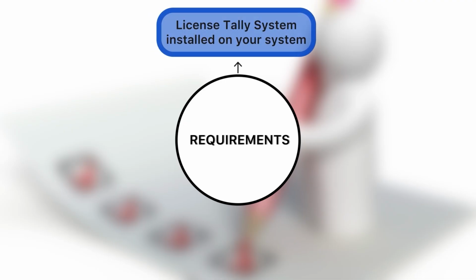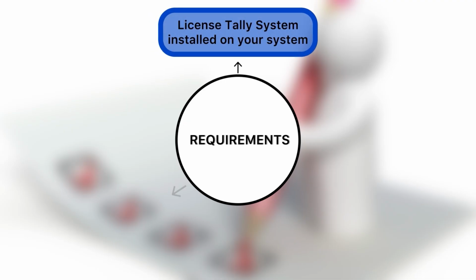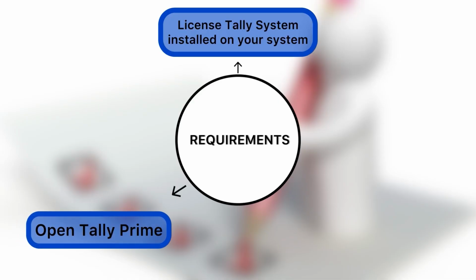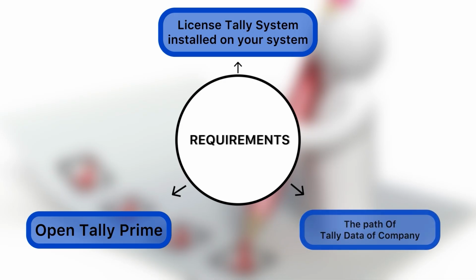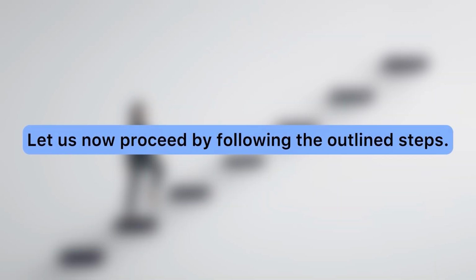Before we move on to the steps, let's first understand what you need before you start this process. The first thing you would need is that the licensed Tally should be installed on your system, and the second thing is that you should open the installed Tally. The third thing is that you should have the path of the Tally data which is saved on your system for the entity or company for which you want to open the Tally data and use it.